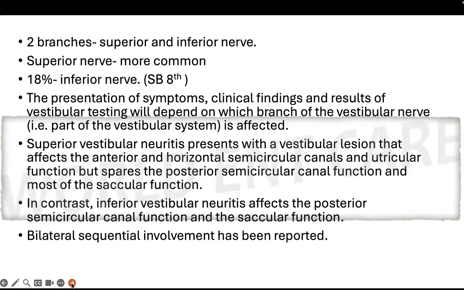Now, the presentation of symptoms, clinical findings, and the results of vestibular testing will depend on which branch of the vestibular nerve, that is the part of the vestibular system, is affected. So superior vestibular neuritis presents with a vestibular lesion that affects the anterior and horizontal semicircular canals and utricular function, but spares the posterior semicircular canal function and most of the saccular function. In contrast, inferior vestibular neuritis affects the posterior semicircular canal function and saccular function. And although vestibular neuritis is mostly unilateral, bilateral sequential involvement has been reported.